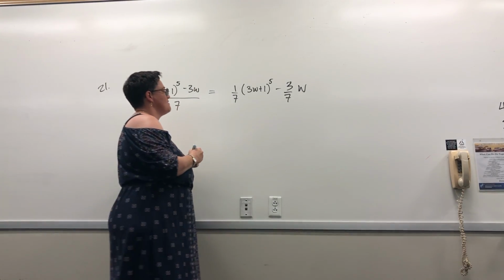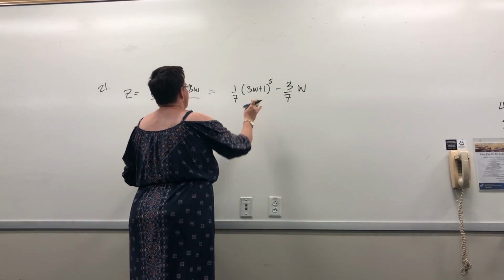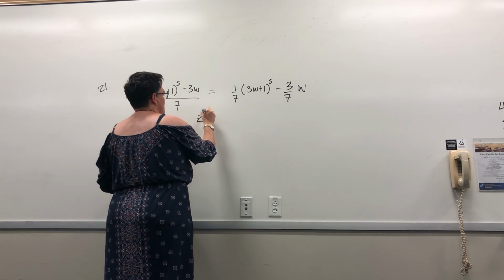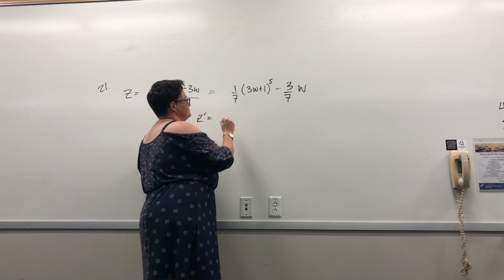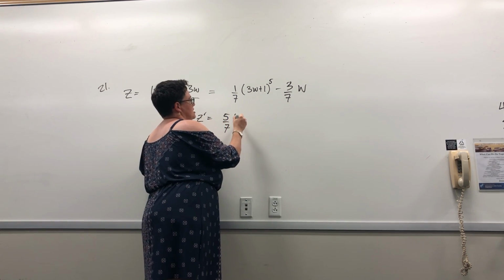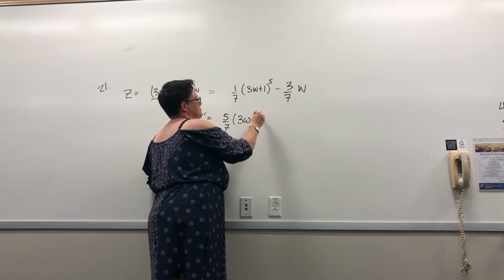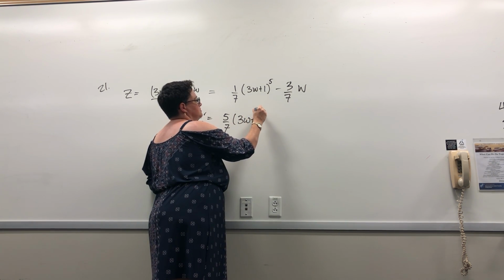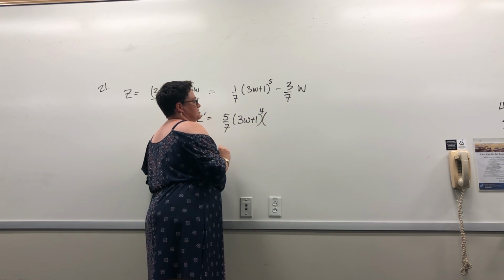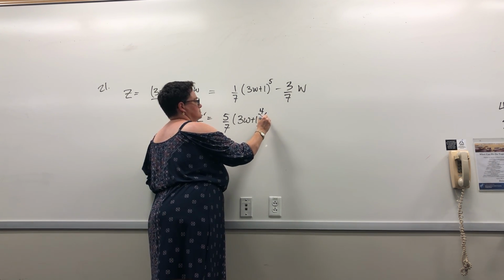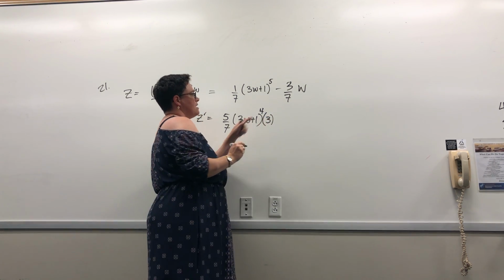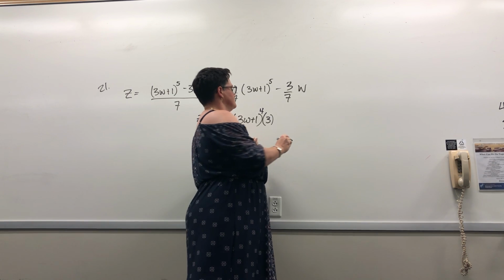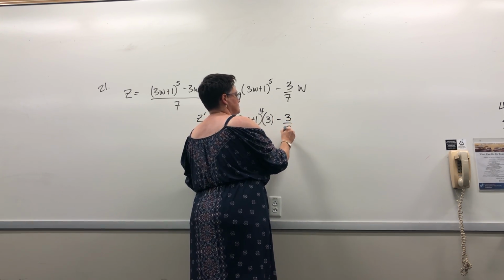What's the derivative, guys, on this term? So Z prime is going to be what? 5/7 junk to what power? 4. Good. Times the derivative of the junk, which is? 3. Good. Now, what's the derivative of this term? Done.